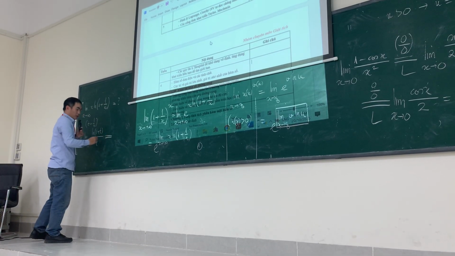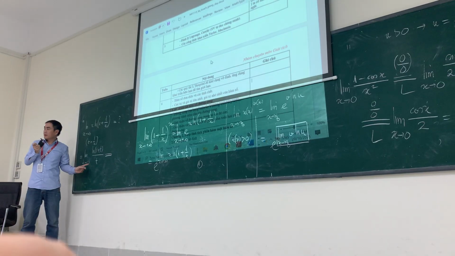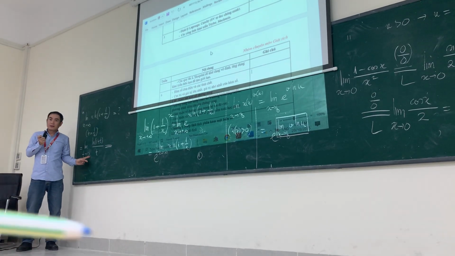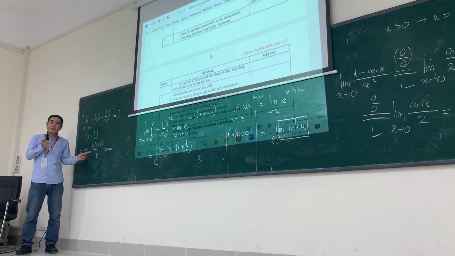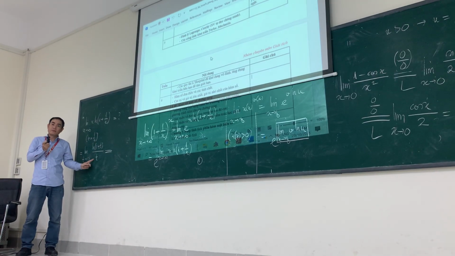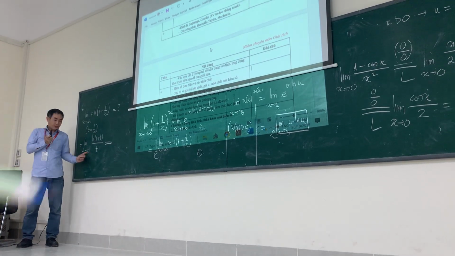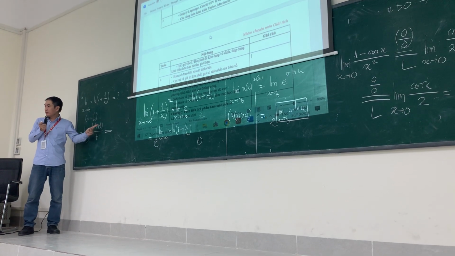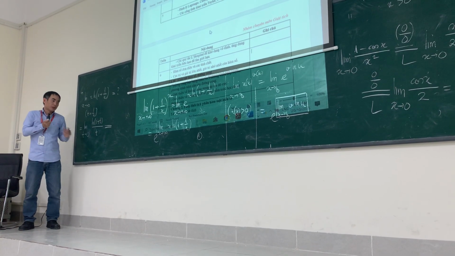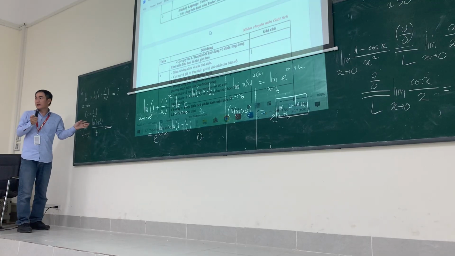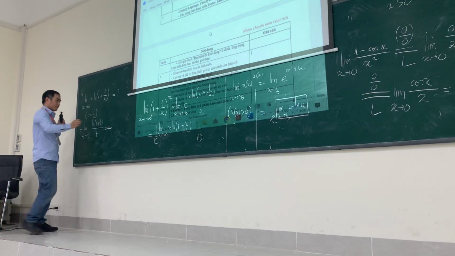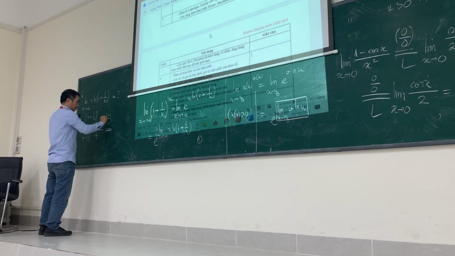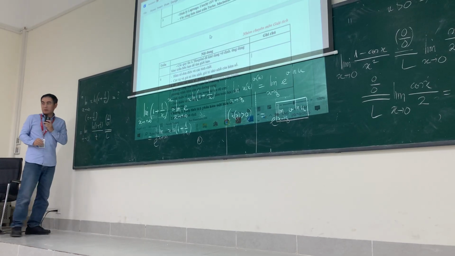We can analyze the form to apply L'Hôpital's rule in this step. The limit here belongs to the form 0 over 0. When t tends to 0, the numerator tends to 0 and the denominator tends to 0. So the limit here belongs to the 0 over 0 form, and we can apply L'Hôpital's rule this way.